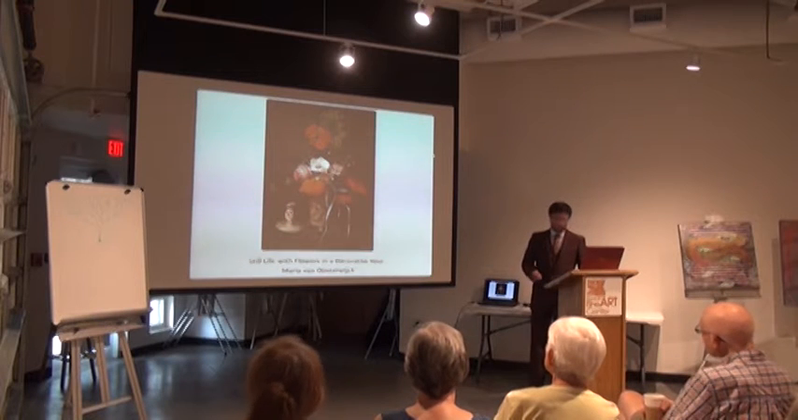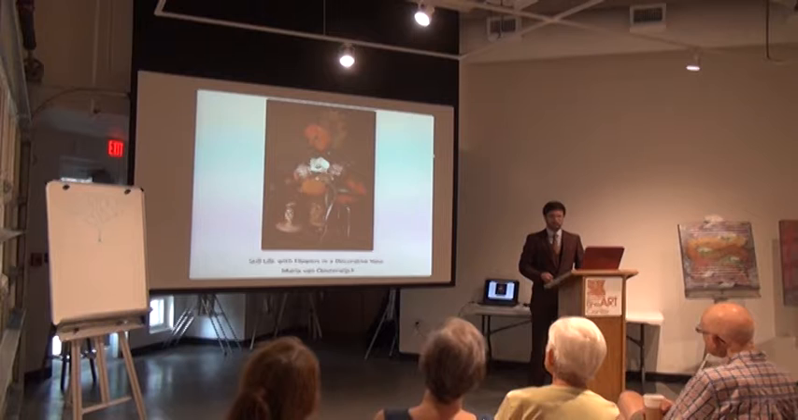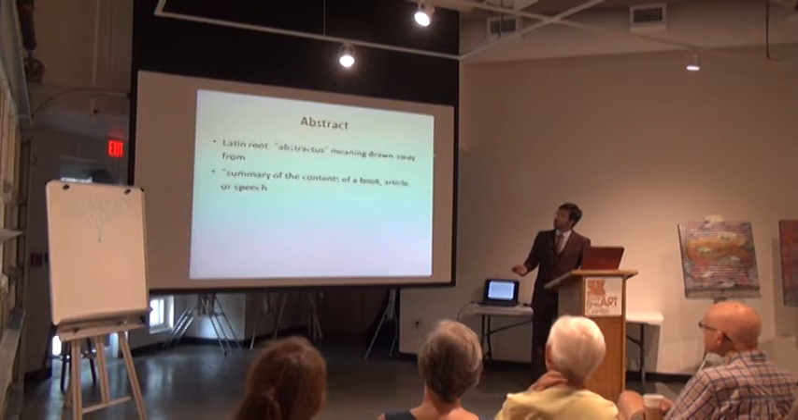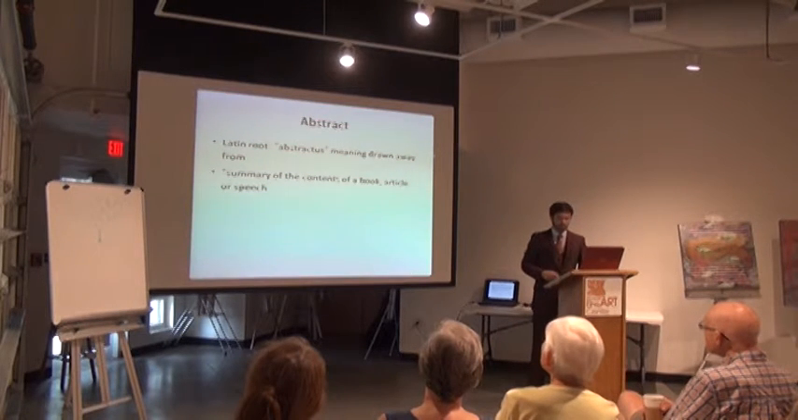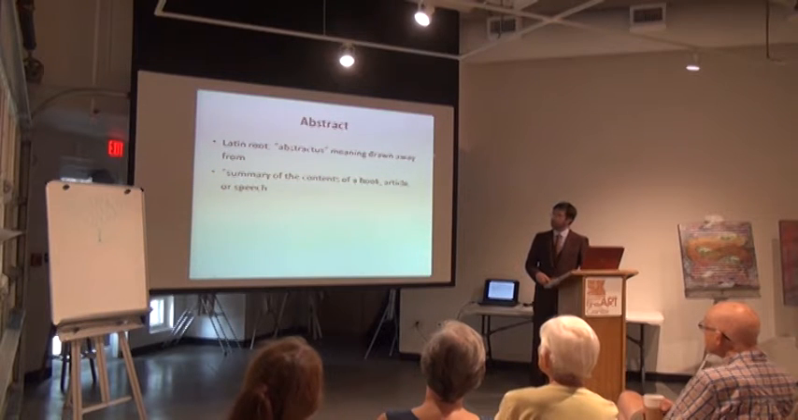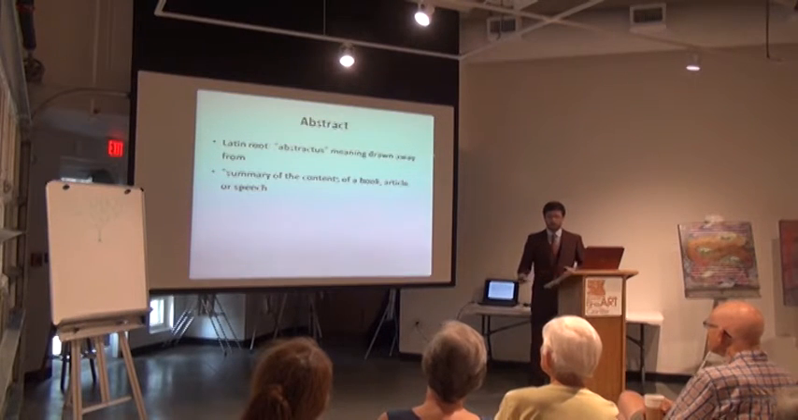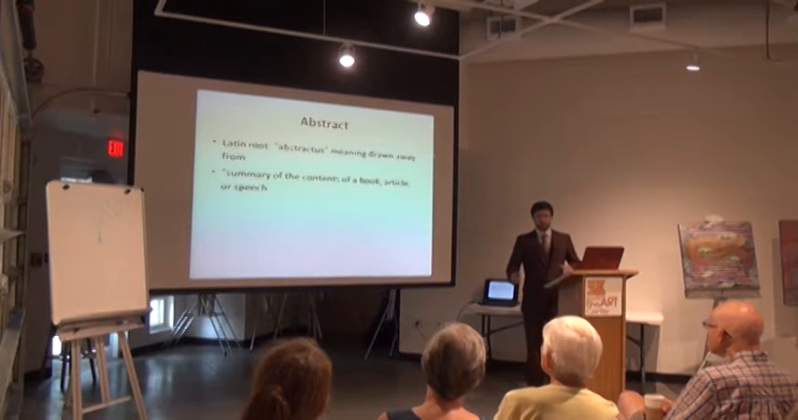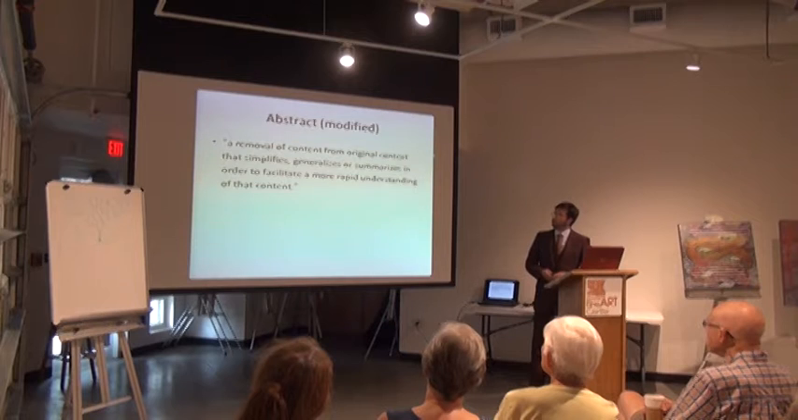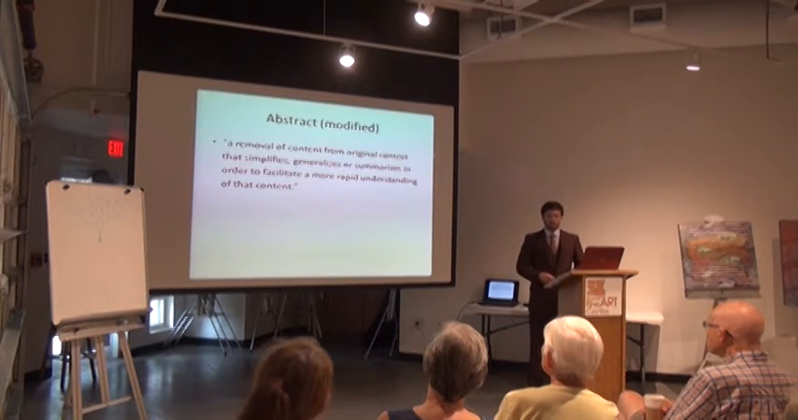So what I'd like to do is re-examine or reapproach our definition of abstraction, or Oxford's definition of it anyway. And we'll go back to the Latin root of abstract, abstractus, meaning to draw away from. And if we combine that with the term that's used in literature, an abstract is a summary of the contents of a book, article, or speech. So when we combine these ideas, we can come up with a modified definition of abstraction, and this is not abstract art, but abstraction in general: a removal of content from its original context to simplify, generalize, or summarize in order to facilitate our understanding of the content.